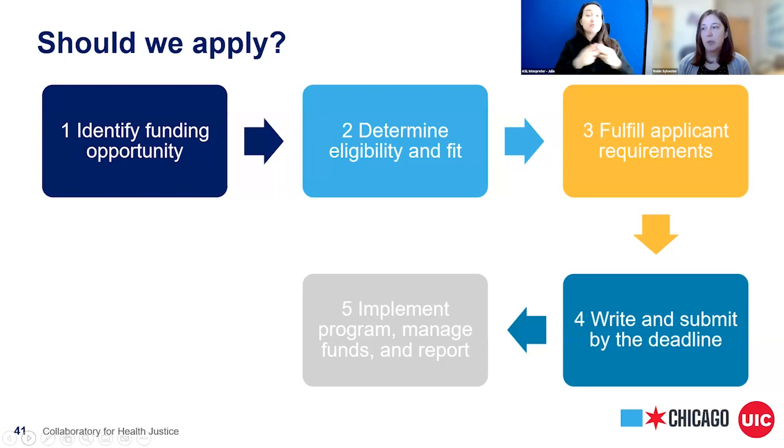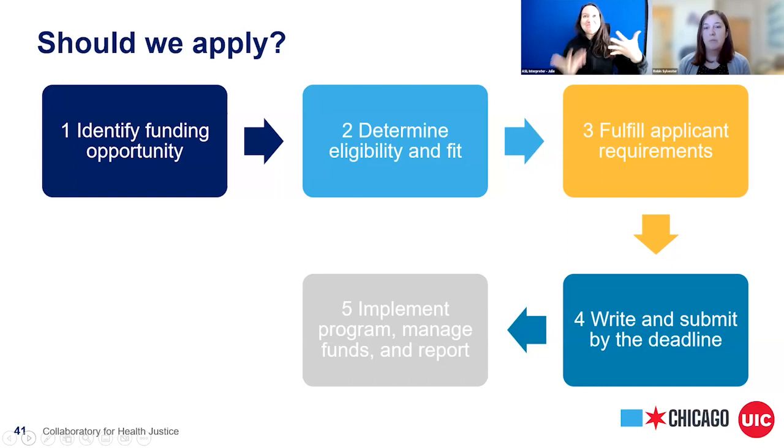Have we determined that this opportunity looks like a good fit for the organization, and are we eligible? Can we fulfill all of the applicant requirements? So have we done that search for must and should and made a checklist and checked everything off that we need to do? Can we write and submit by the deadline? So it's not impossible to obtain a grant in 48 hours, but it's highly unlikely to be successful. And can we implement the program, manage the funds, fulfill the reporting requirements? And who will do these at our organization?